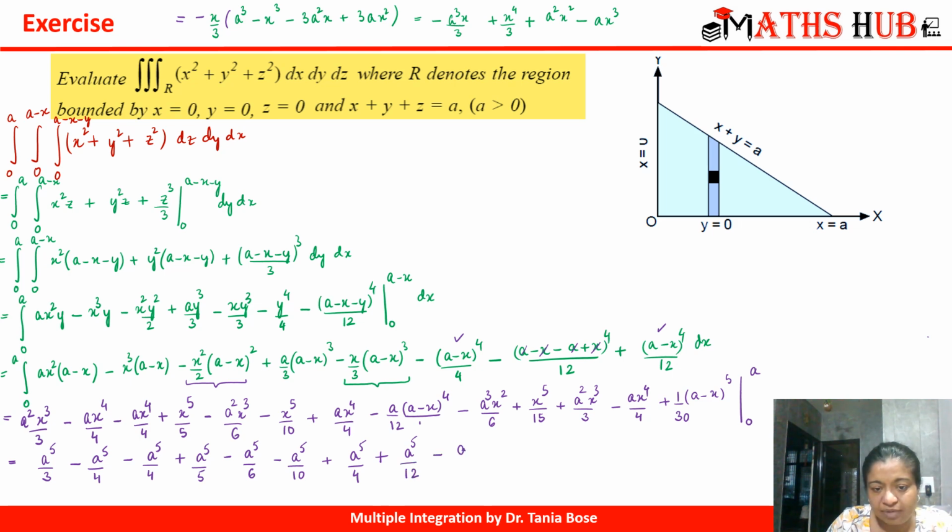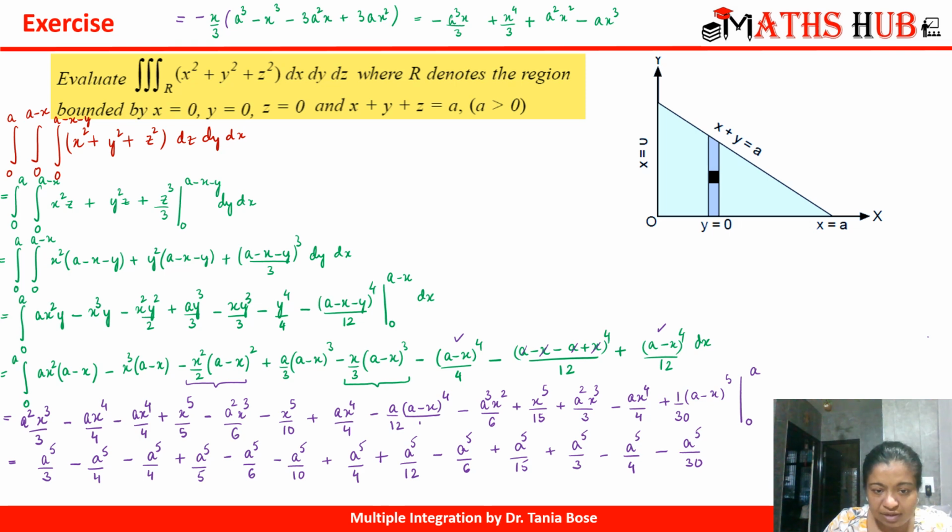Then the next term would be a to the power 5 by 6. Next term a to the power 5 by 15. Next term a to the power 5 by 3. Next term a to the power 5 by 4. And now again when I put the upper limit a it will become 0, but the lower limit will make it a to the power 5 by 30. So let us see if any term is getting cancelled or not.